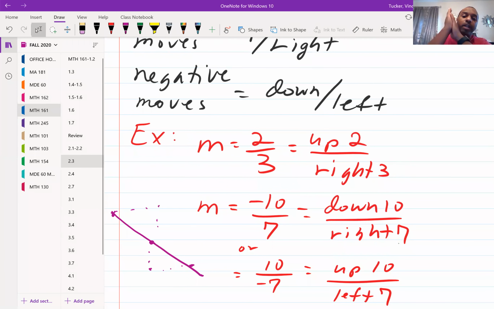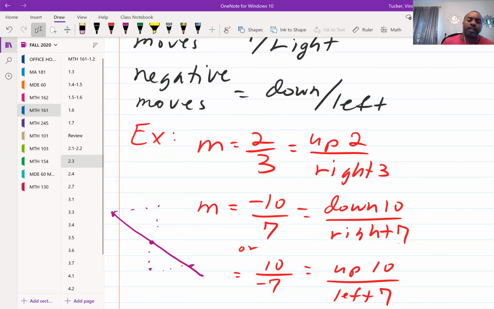All right, so now if it's negative, if I have a negative 10 over 7, that negative doesn't go to the top and bottom, it just goes to either or. So you make sure you choose one. I always say just give it to the top and leave it at that. In other words, have a negative 10 over a positive 7. Remember, it couldn't be both negative. You have negative over negative, that would be positive. So you have negative 10 over positive 7. That means you would go down 10, right 7. Or if you wanted, you could assign the negative to the bottom. That means you would go up 10, left 7.